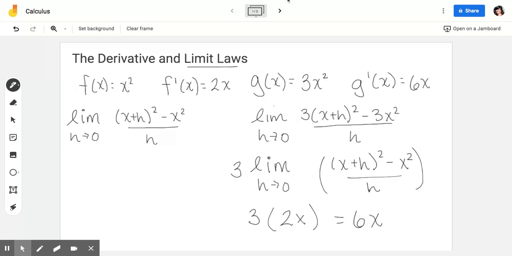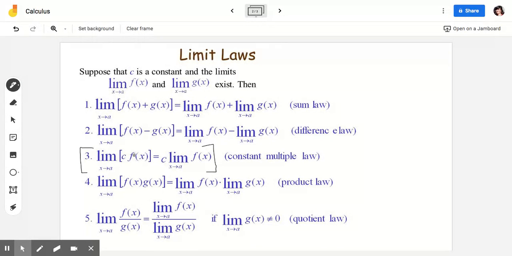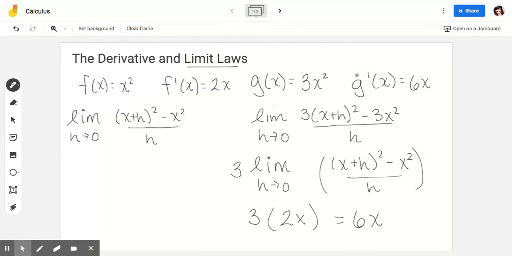So that's using the constant multiple law. When you just have the same function and we just multiply it by a constant in the limit, we are just multiplying this original limit by a constant. So we can just do this limit, which we already knew the answer to, and then multiply.